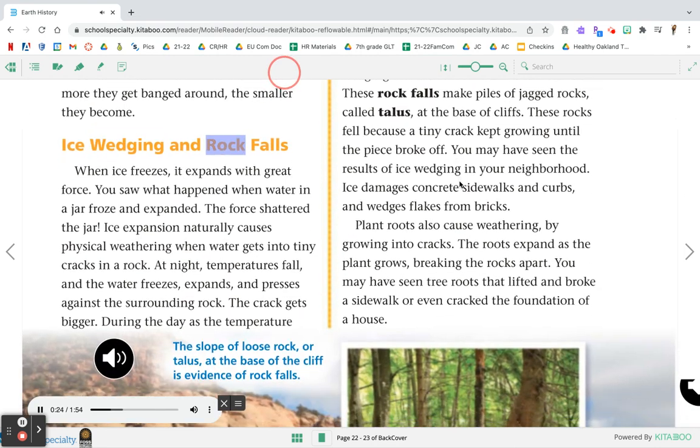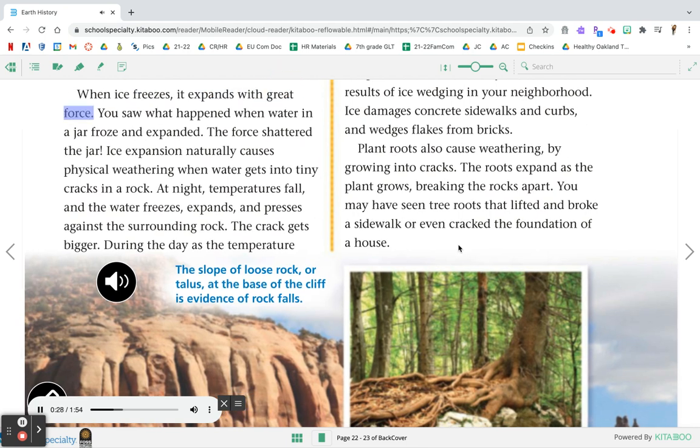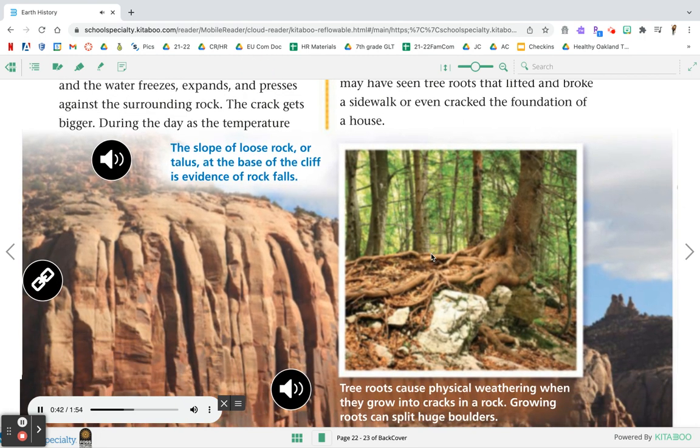Ice wedging and rock falls. When ice freezes, it expands with great force. You saw what happened when water in a jar froze and expanded. The force shattered the jar. Ice expansion naturally causes physical weathering when water gets into tiny cracks in a rock.